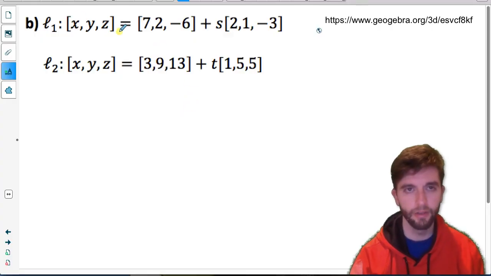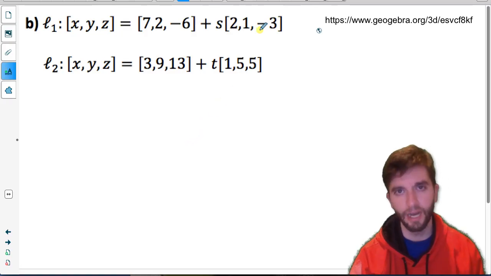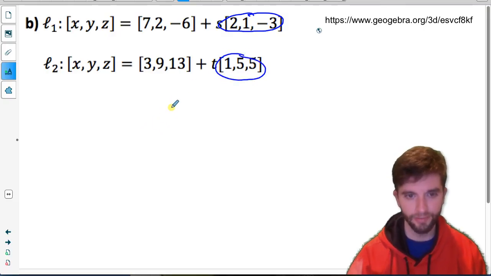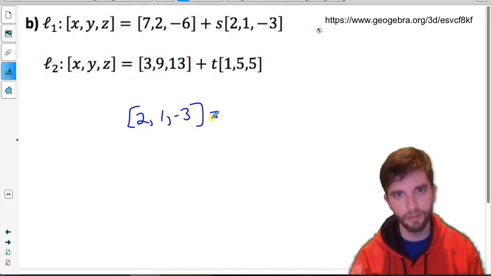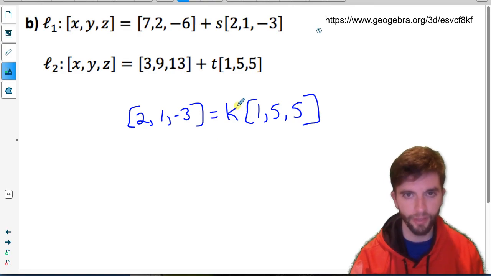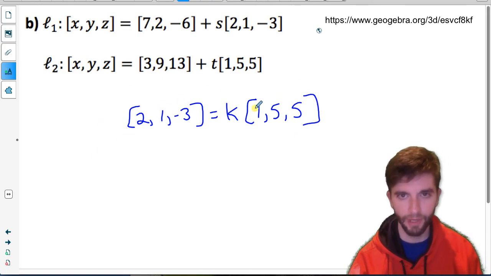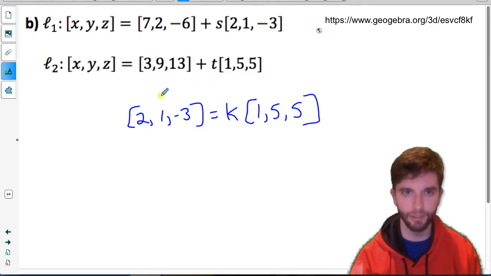Part B. So once again, two lines in 3-space. We have the vector equation of these lines. I should start by checking if the lines are parallel. Is direction vector 1 a scalar multiple of direction vector 2? Is the direction vector 2, 1, negative 3 equal to a scalar multiple of the direction vector 1, 5, 5? No, there's nothing I can multiply this vector by to make it equal to this vector. Right, what would I multiply 1 by to make it 2? 2. But if I multiply this by 2, it doesn't give me 1.